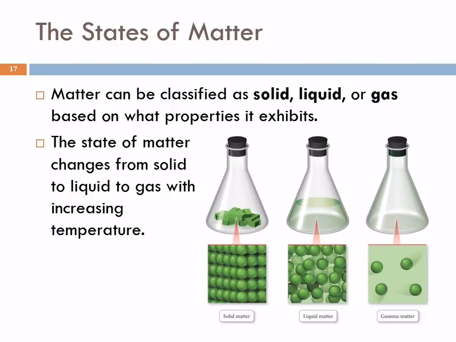So let's look at the different states of matter. There's a fourth state, but we're not going to talk about it. So we can classify matter as a solid, a liquid, or a gas. And there's one substance that we are familiar with all three states of, and that is water. Water in the solid state we call ice. In the liquid state, we call it water. And in the gas state, we would call it steam or vapor.